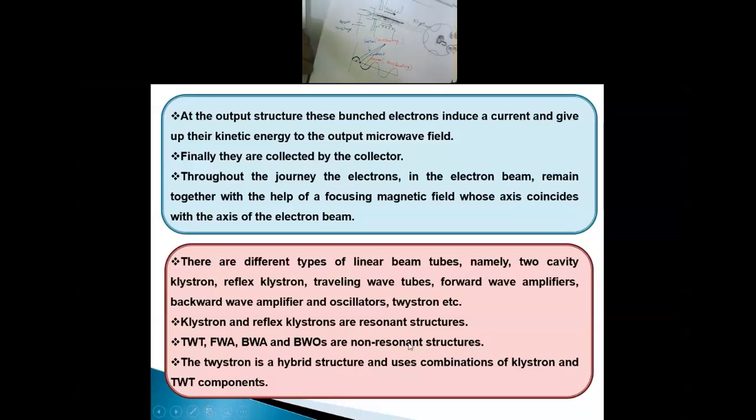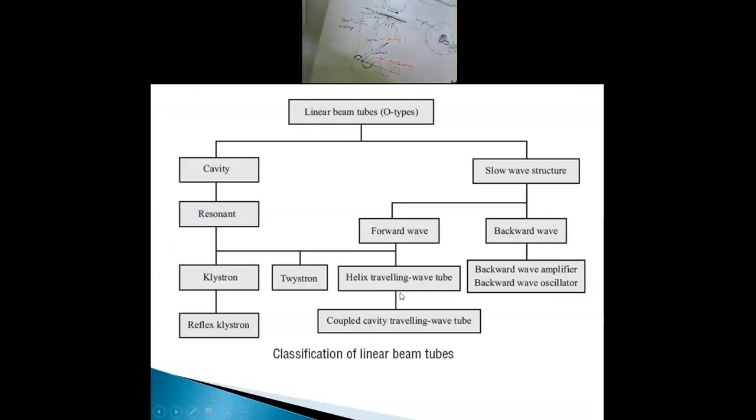use a non-resonance structure. In a TWT, a slow wave structure is used, and that slow wave structure is called a non-resonance structure. The klystron amplifier is a hybrid structure and uses a combination of klystron and TWT components. Now here is the classification of the tubes, called linear beam tubes, O-type tubes.